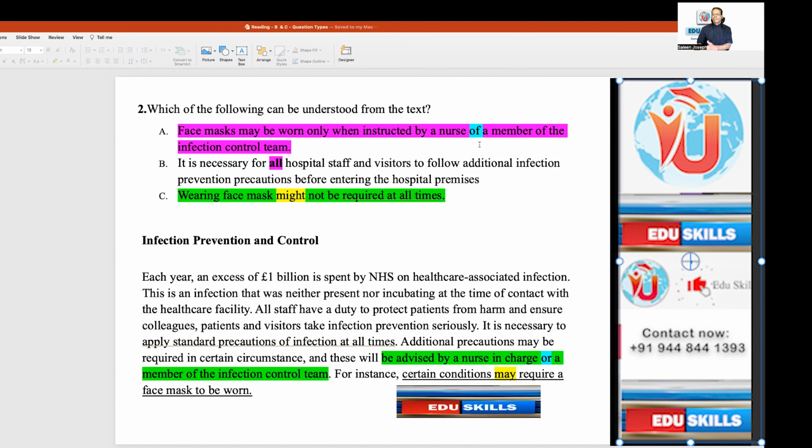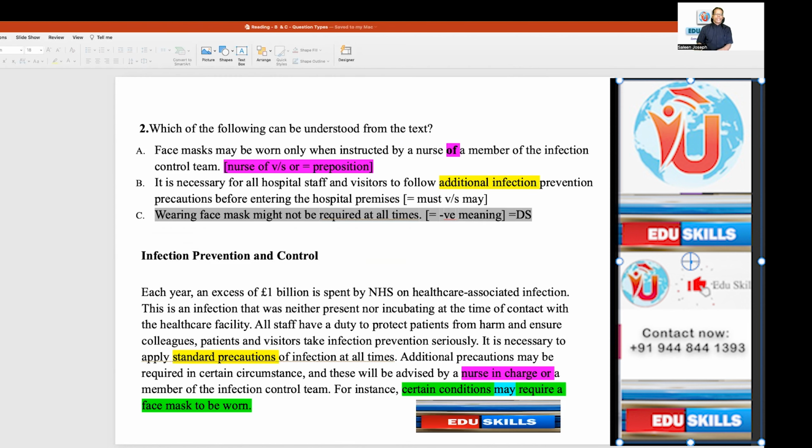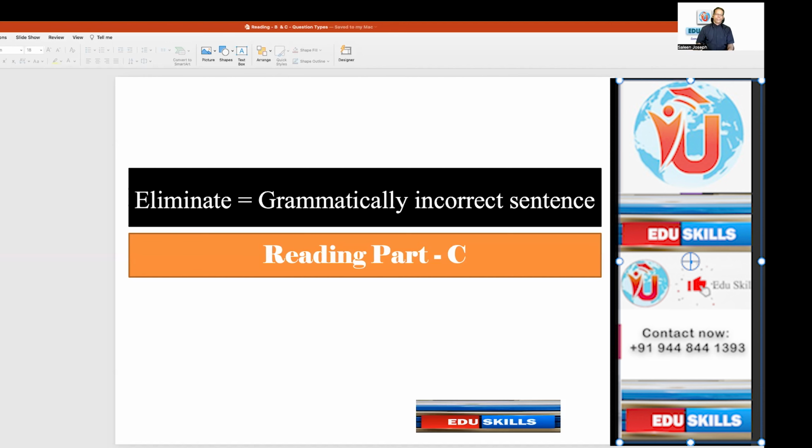That's what makes this the wrong option. Hope that is clear for you. Okay, now let's take a familiar passage from reading part C.